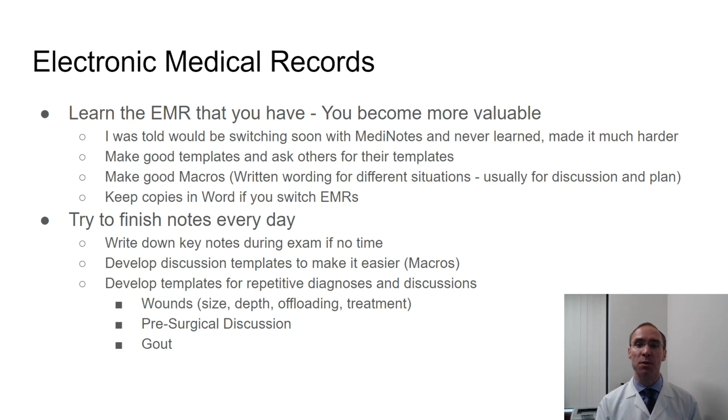Make good macros. This was something that I didn't do in the beginning, and I was typing. Every time you type more than maybe a paragraph, you should be making that a macro so you can use it again. So I have ingrown toenail post-op 1, post-op 2. I have a wound follow-up, a wound heal. Everything that continually happens, you can make a template out of it.